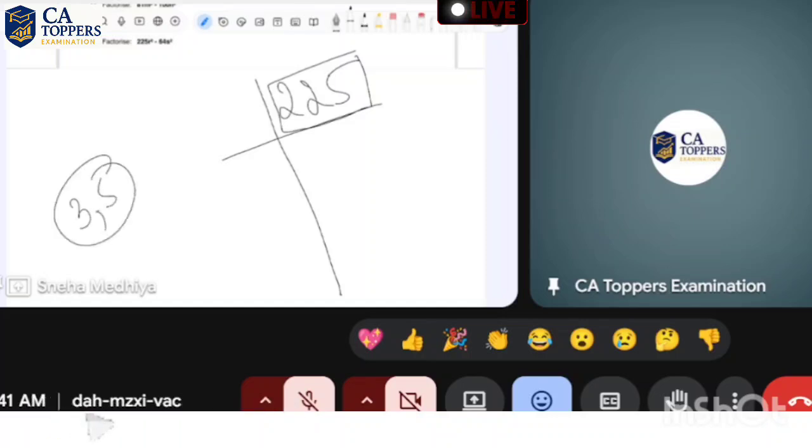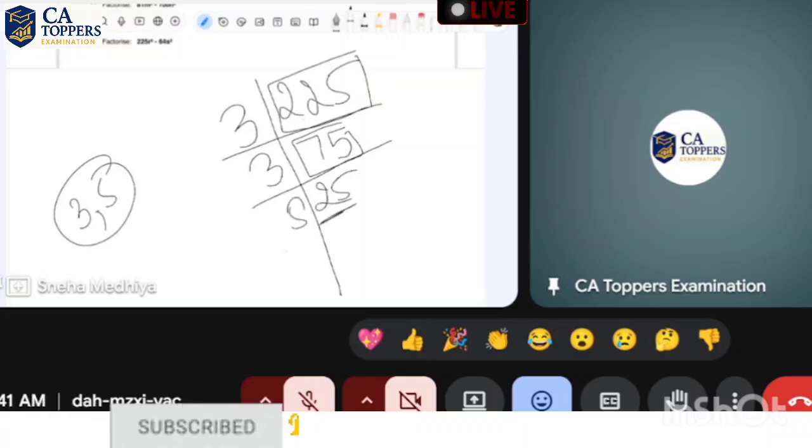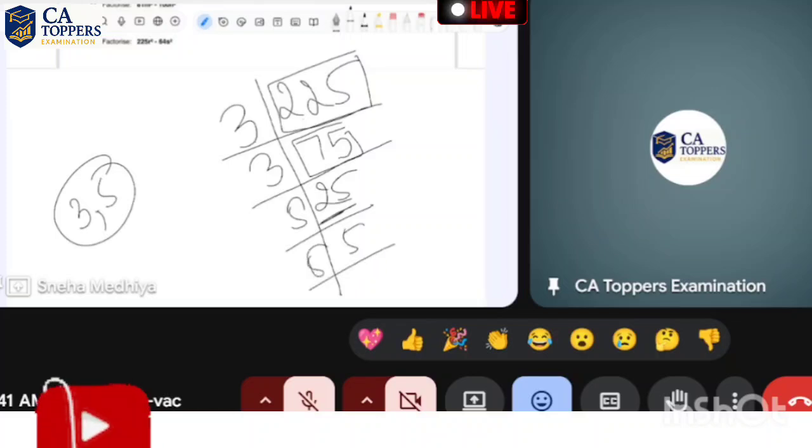So we can start with 3. Then we divide it by 3, we will get 75, right? Yes, ma'am. Then 75, we can again divide by 3, we get 25. Now 25 is easier because we know that's the square of 5, right? Yes, ma'am.